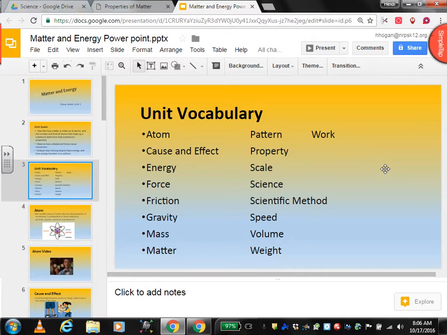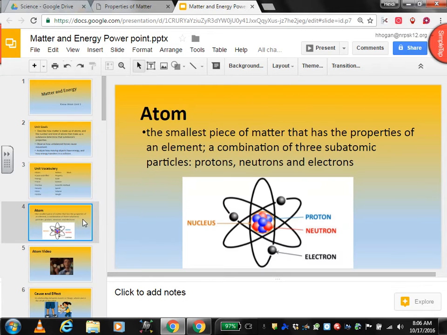So the vocabulary that we used during this unit was atom. We talked, and you built atoms last year. Cause and effect, how one thing causes another thing to happen. Energy, force, friction, gravity, mass, matter, pattern, property, scale, science, scientific method, speed, volume, weight, and work. Now I did that quickly because now we're going to dig a little deeper.